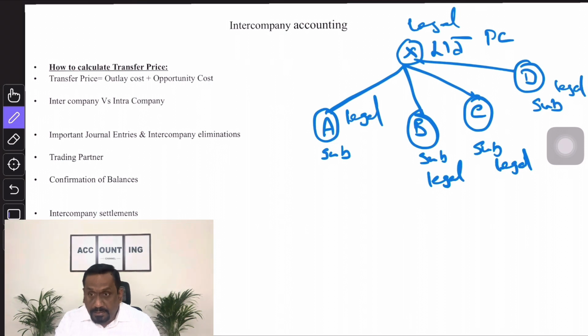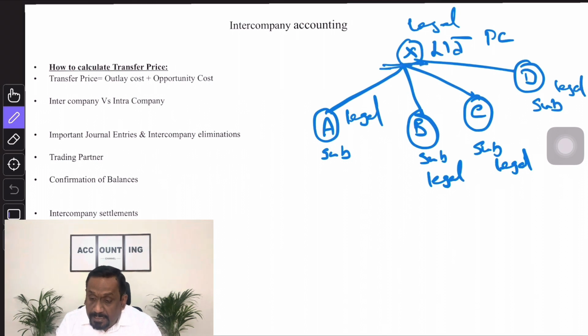So, X Limited is a legal entity. It created 4 different legal entities to sell its product in different places. They are not branches. Please remember this. These are different legal entities. We call them subsidiaries. So whatever transactions happen between a parent company and subsidiary companies, or between legal entities, they are intercompany accounts.